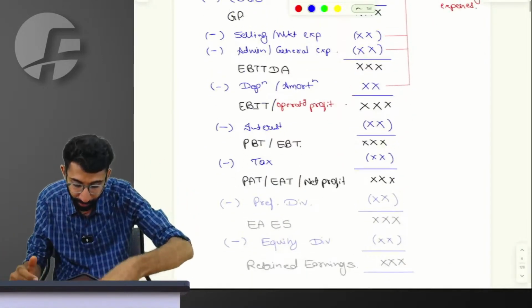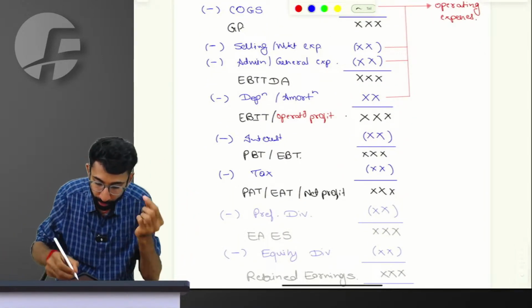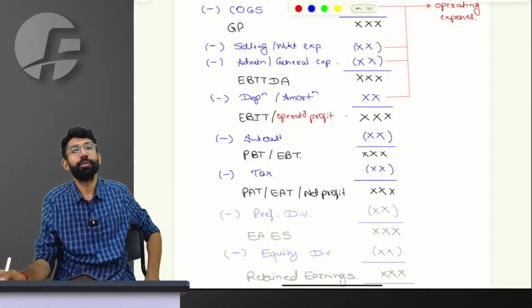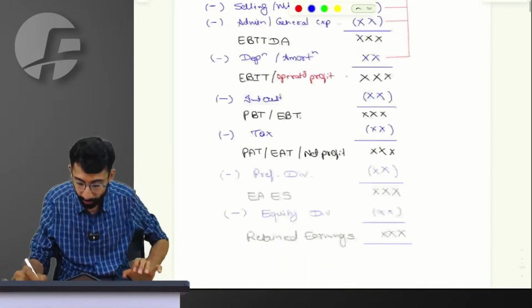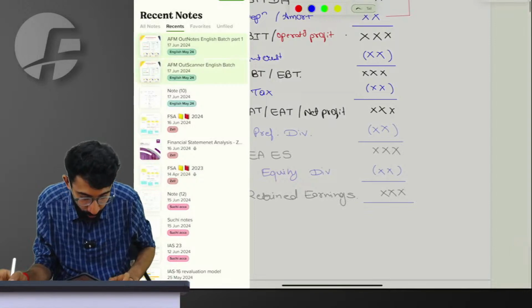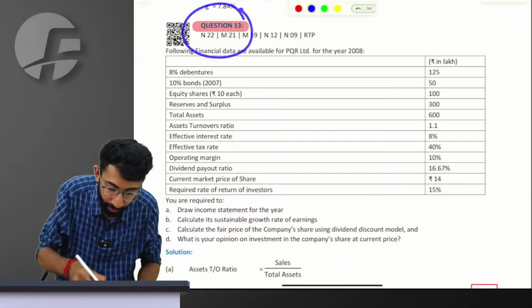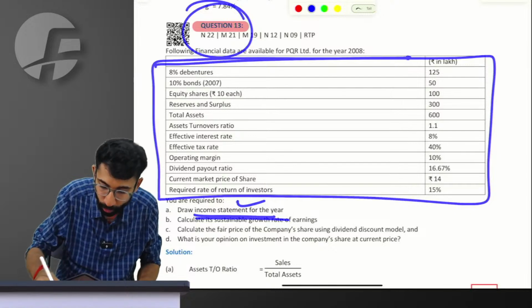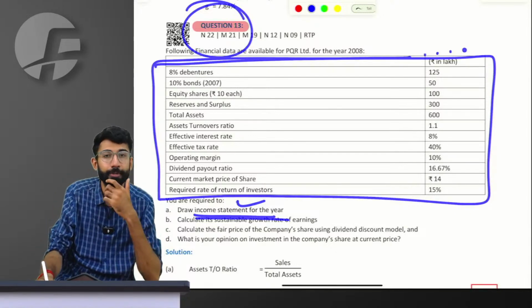Are you people 100% comfortable? Now you are clear with the possible names, possible terminologies, everything related to income statement. Alright, cool. Next one. So when I go to OutScanner, question number 13 asks you to prepare an income statement, which means you have all the data based on which income statement is needed to be prepared.